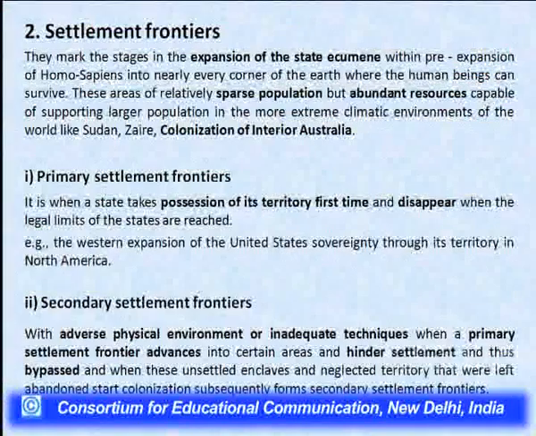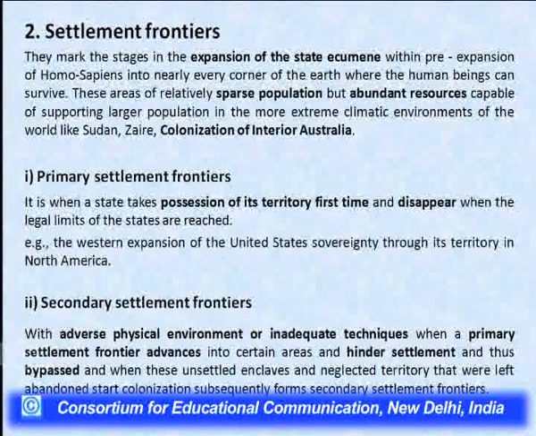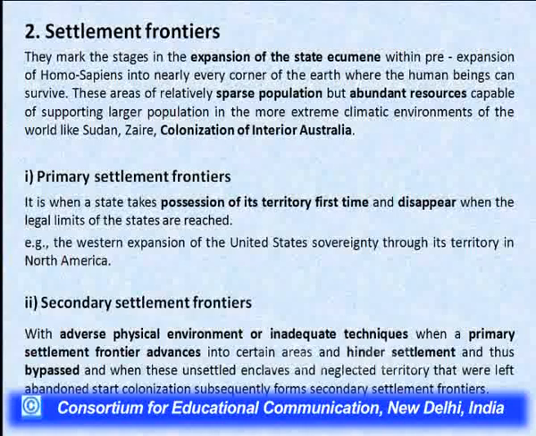This is classified into primary settlement frontiers. It is when different states try to gain access to a particular territory for the first time, until the legal limits have been reached. Like we can see the example of the USA, which gained access to the western side of the territory until the limit was reached. That is called a primary settlement frontier.